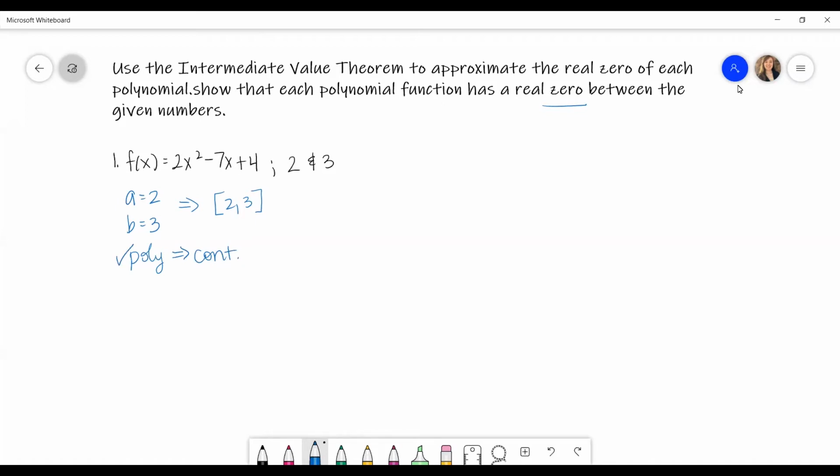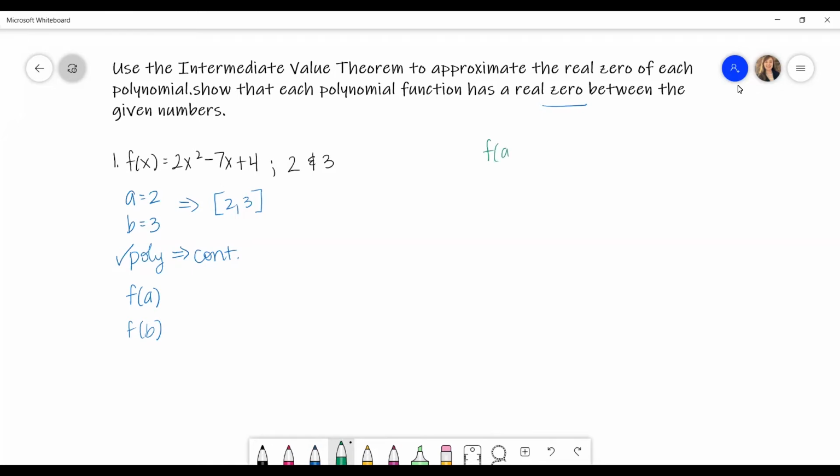The other thing that we need to show is what's the value of f of a, and what's the value of f of b. In fact, let me write that up here, and we'll do the work to the side. Okay, so we need to find each of these values. So let's take a moment and do that.